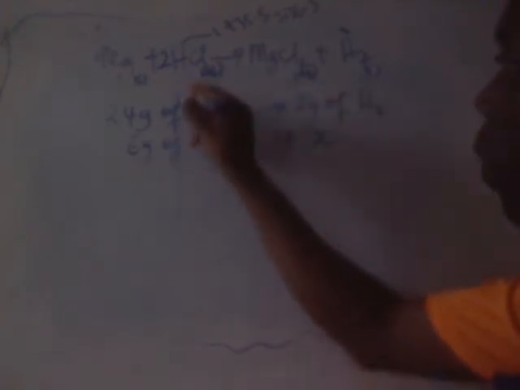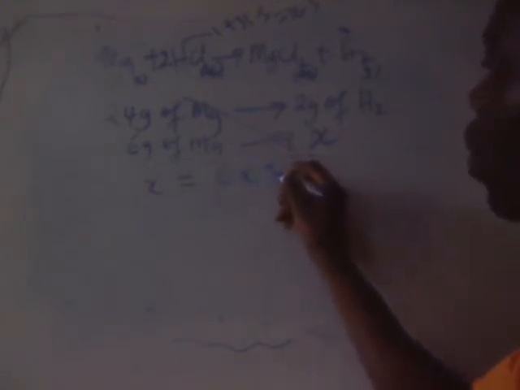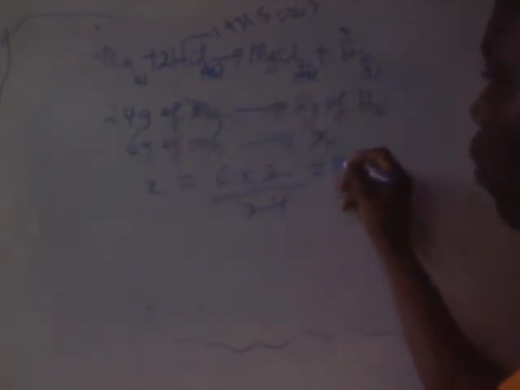Then you cross multiply. When you multiply and make X the subject, you have X equals 6 times 2 all over 24. 6 times 2, then divided by 24. That gives us 12 over 24, and that gives us half, which is 0.5 grams of hydrogen gas.